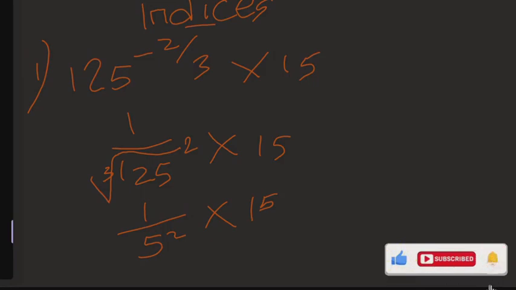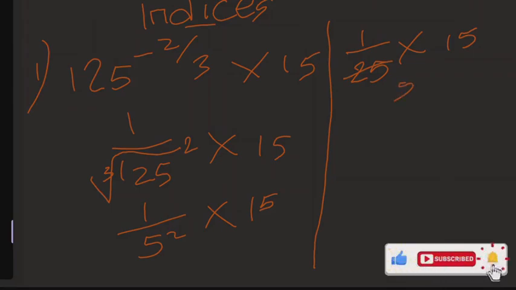Now let's take the root of that. So we have 1 over 5 raised to the power of 2. 5 raised to the power of 2 means 5 times 5, and that gives us 25. So we have 25 over there multiplied by 15. So 5 can go here 5 times, 5 can go here 3 times. So at the end of the day, we have 3 over 5 as a final answer. That's it for this question. It's as simple as that.